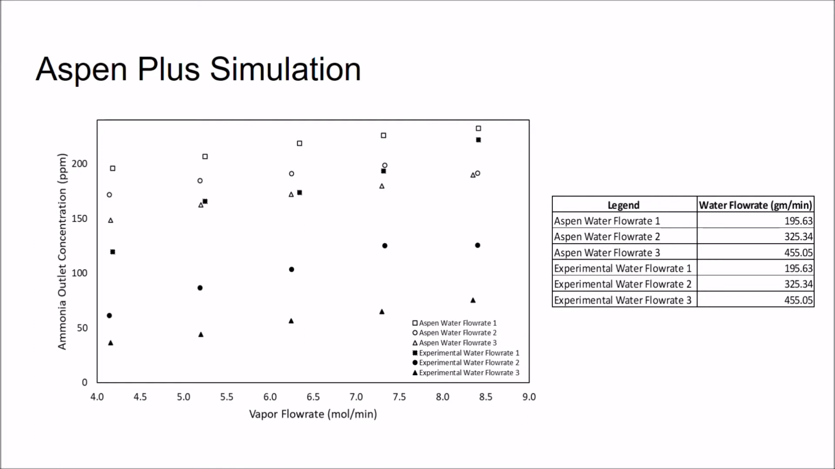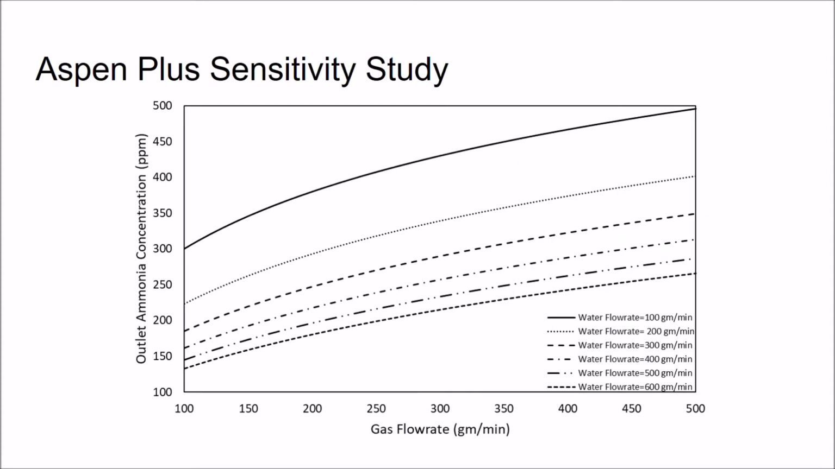Also, the measured air and ammonia flow rates were converted from volumetric flow rates to mass flow rates using the ideal gas law before entering them in Aspen. These values will be slightly different from their actual values, which also contributes to the difference between the simulated and experimental values. A sensitivity analysis was performed in Aspen Plus to determine the effect of vapor and water flow rate on outlet ammonia concentration. The results are shown in this figure, which confirms the experimental trends that outlet ammonia concentration increases as gas flow rate increases and decreases as water flow rate increases.